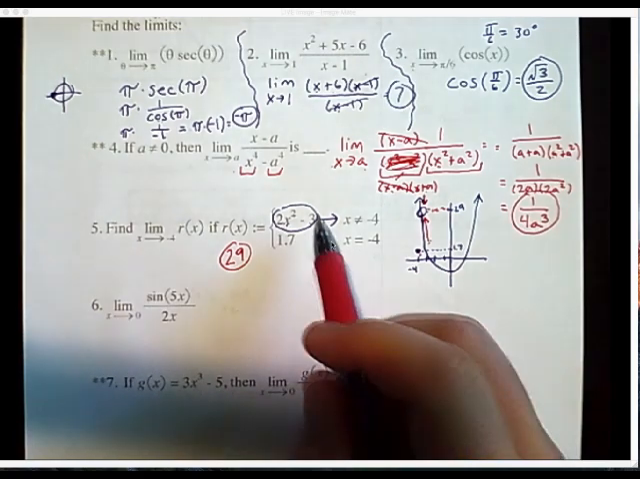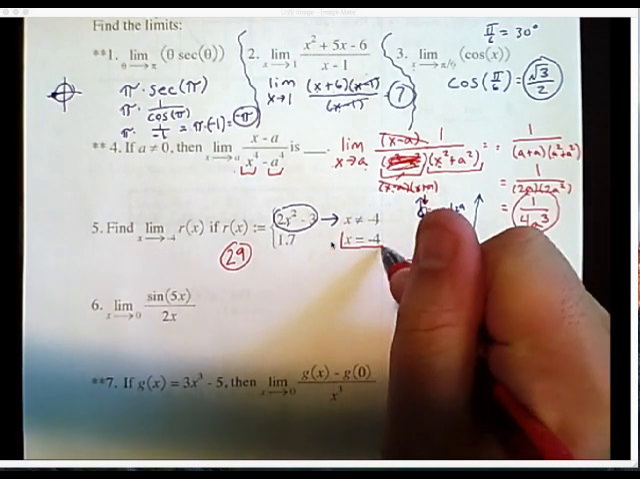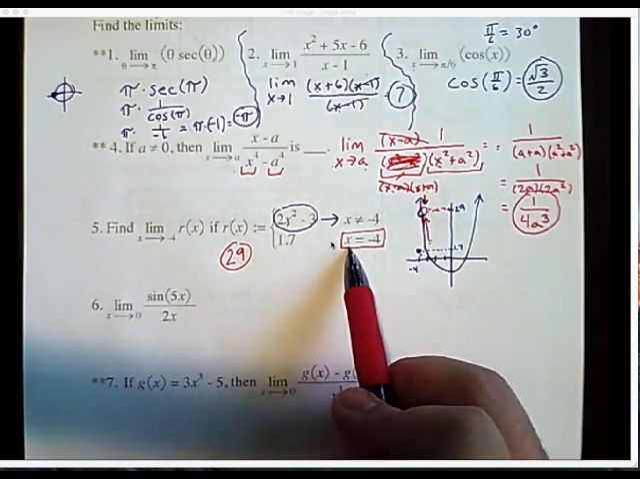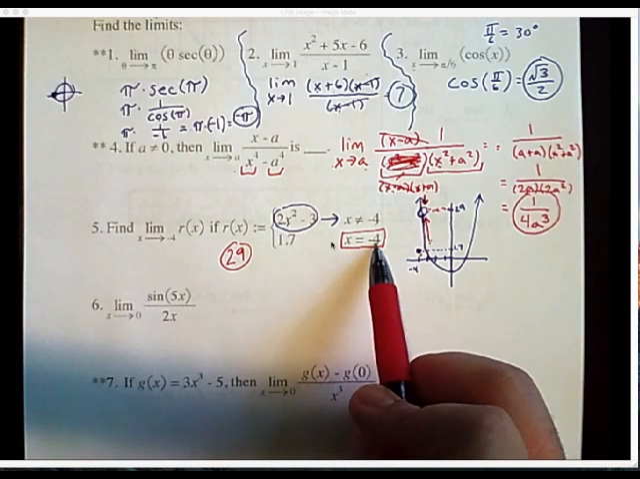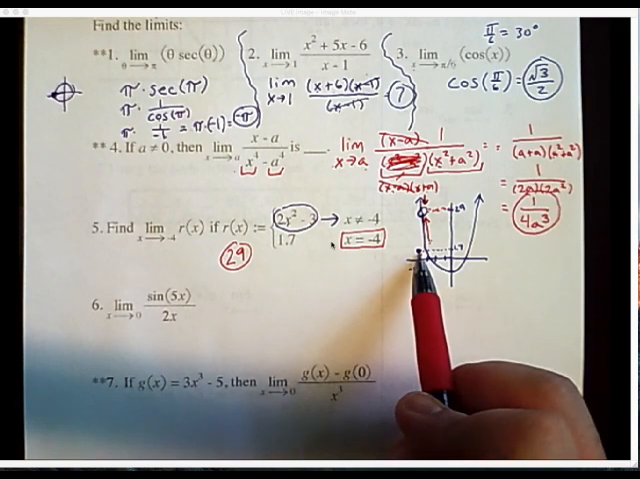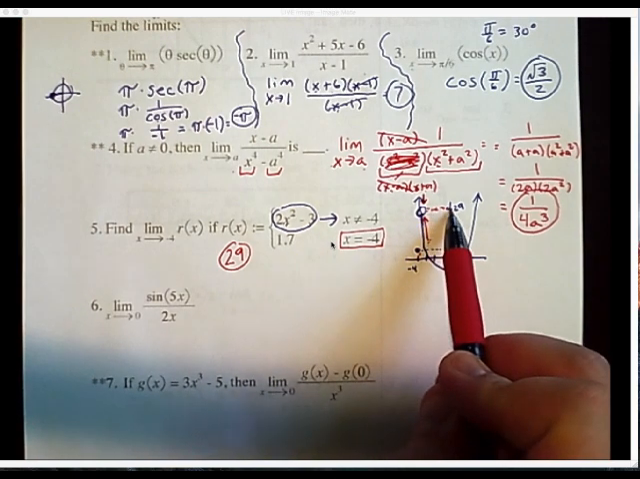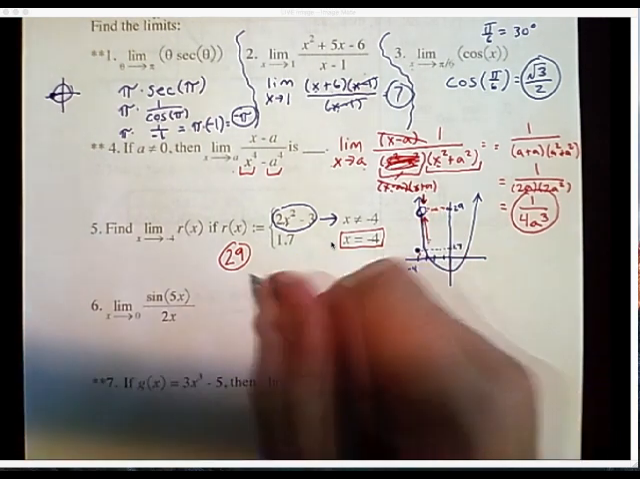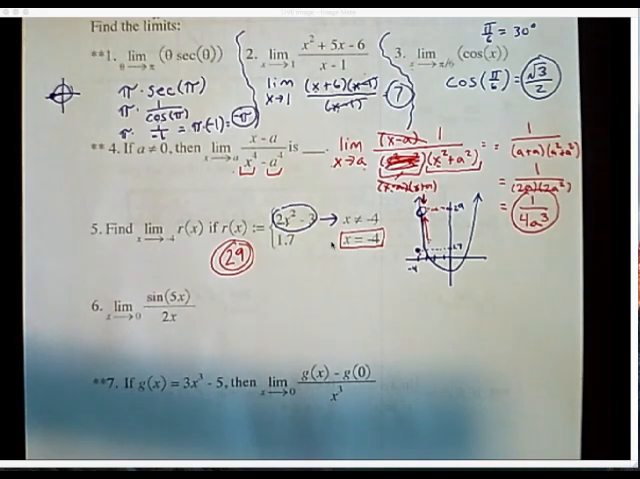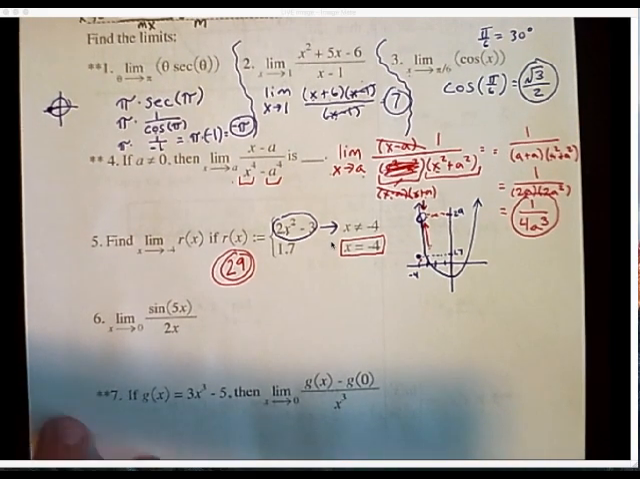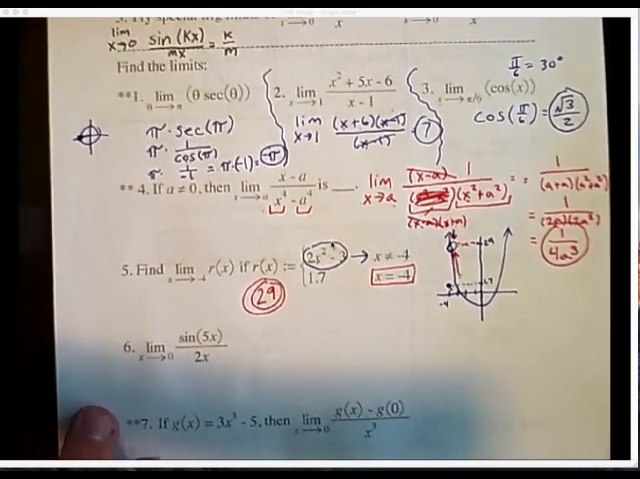So if you see a piecewise function like this, this part does not matter. It doesn't matter that the actual function value at negative 4 is 1.7. It matters what it's approaching here, and it's approaching 29. So that is the correct answer. Okay. Now, let's look at number 6.